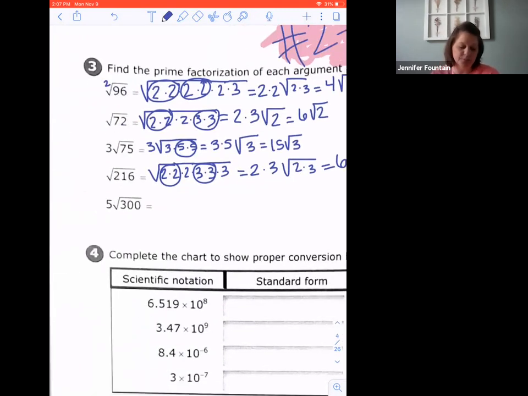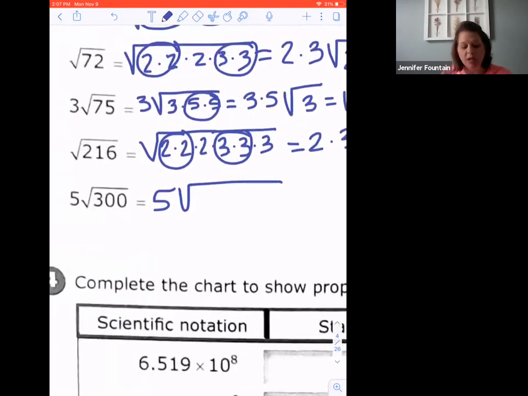And then the last one, 5 times the square root of 300. I have a 5 already, so I have to start there, okay? I leave my 5 as my whole number. Now I'm breaking down 300.